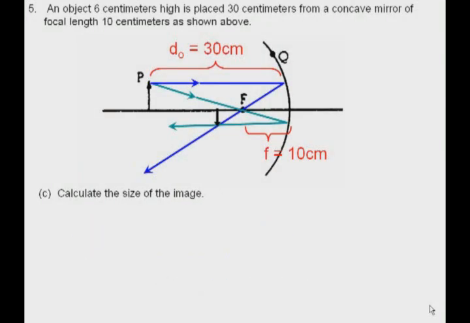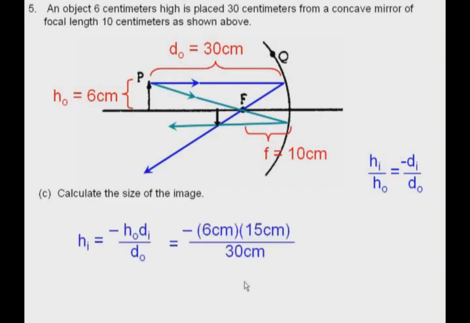Calculate the size of the image. We're going to use the relationship for the magnification. We're looking for the height of the image, so I'm going to multiply both sides by ho. And we plug in the numbers, cancel the centimeters, minus 3 centimeters. The 3 shows us that it's half the size of the original, and the minus means that it's inverted.